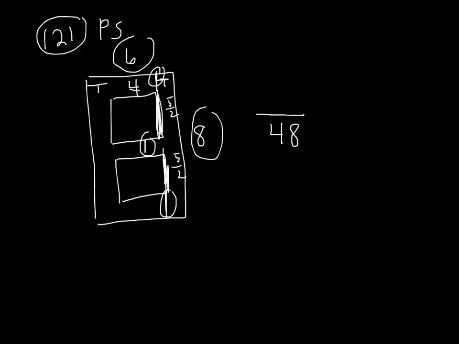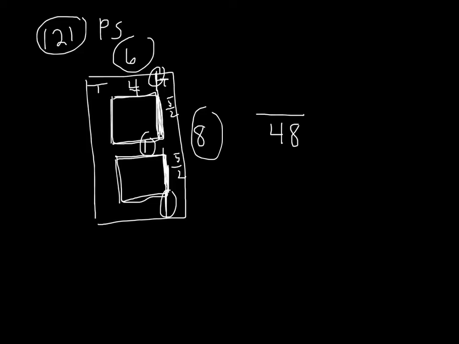So we need to figure out what the area is of the 2 squares. Well, they're not squares, but the area of those 2. And subtract that off from 48. And what that will give me will be just the trim.